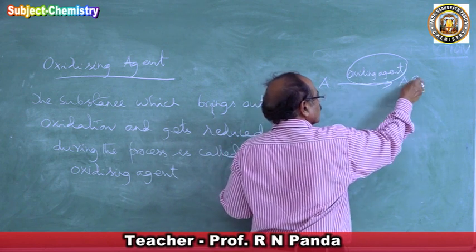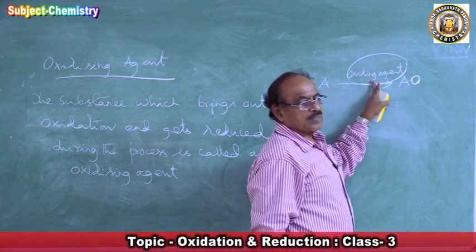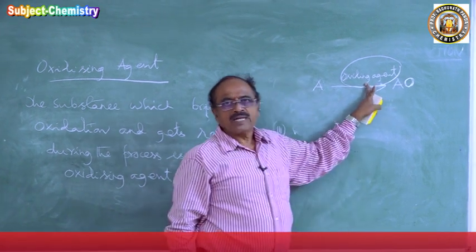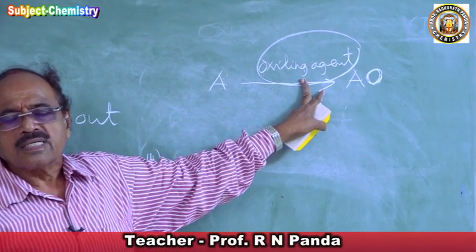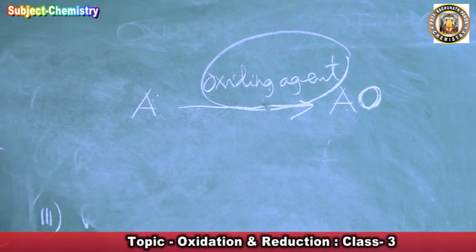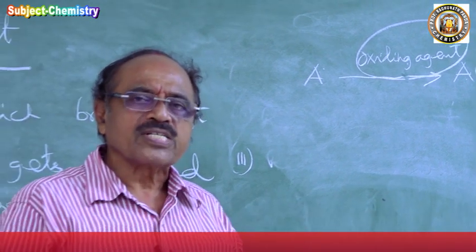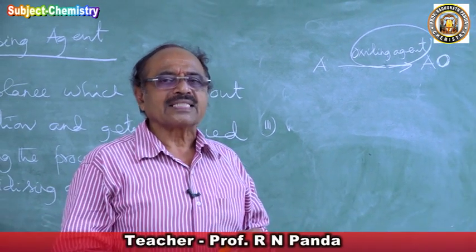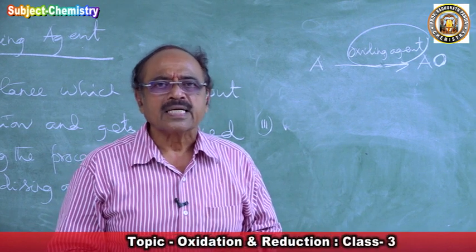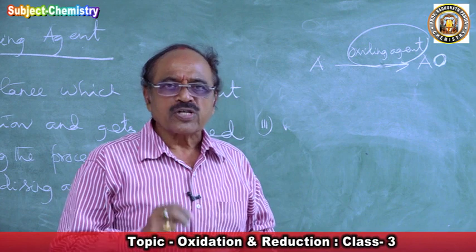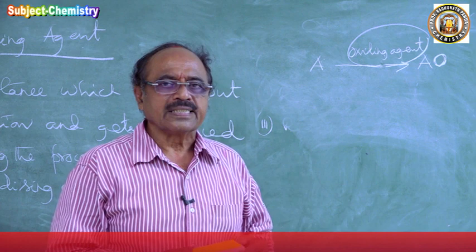Then the O added to this will come from where? From the oxidizing agent. The O will come from the chemical substance used. That means oxidizing agent is one which can contribute nascent oxygen. Or in other words, the substances which are a source of nascent oxygen are very good oxidizing agents.